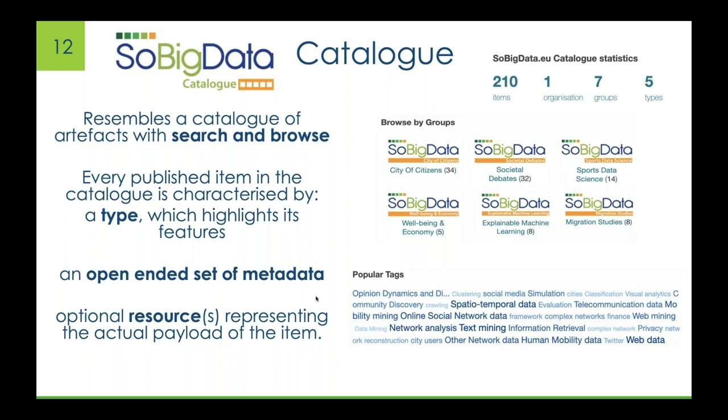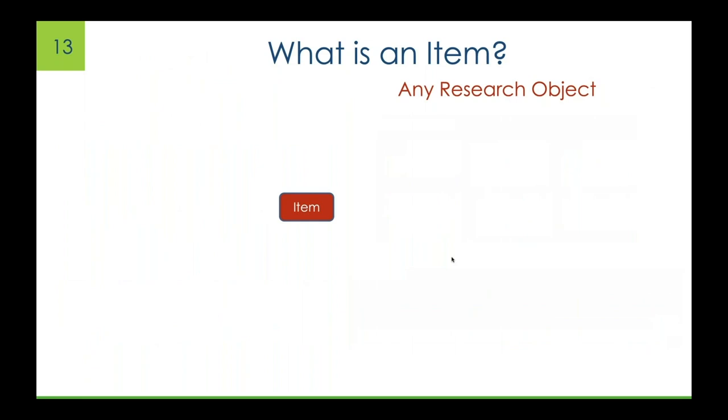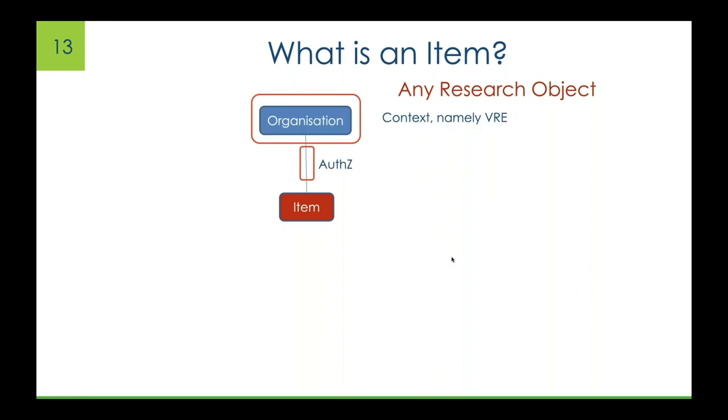And every item that is published is characterized by type and by a number of metadata, an open set of metadata. And the files attached to the type are called resources. You see here, for example, there are some numbers about the SoBigData catalog so far. There are 210 elements. And these items can be also organized in groups, which are a way to create collections of objects, and we create a group for each of the exploratories that are accessible through the SoBigData gateway.